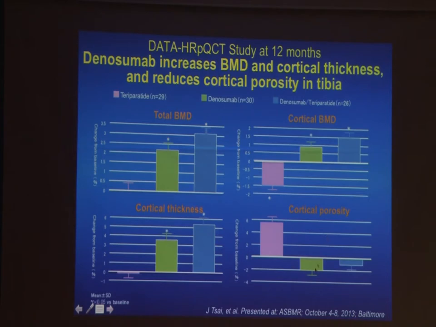Denosumab decreases cortical porosity, which cannot be seen with the bisphosphonate. So it appears that denosumab can penetrate into deeper areas of the cortex and acts to inhibit endocortical bone resorption and reduce cortical porosity. When denosumab is combined with teriparatide, the increase in cortical porosity is totally suppressed, and the reduction in cortical porosity is maintained.